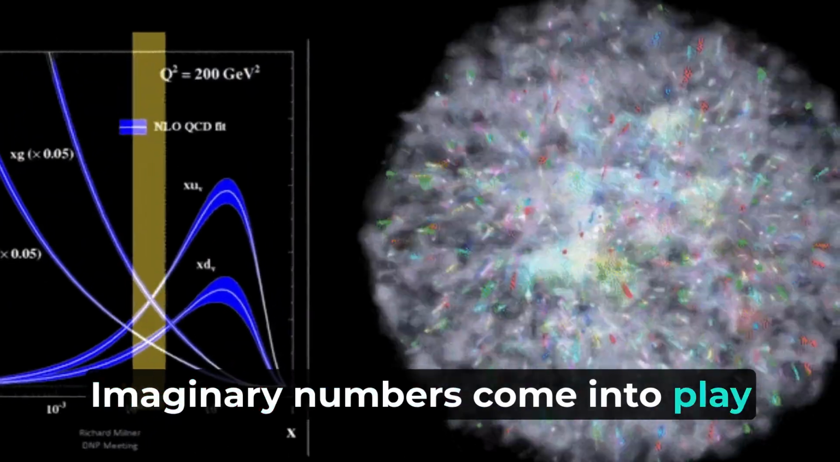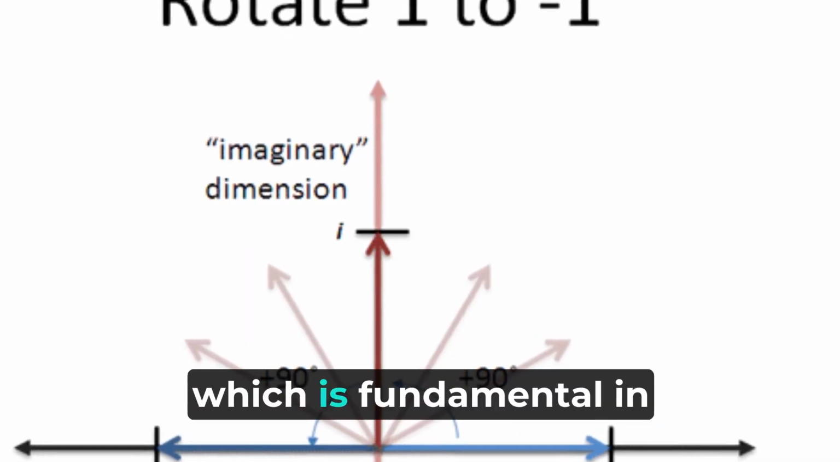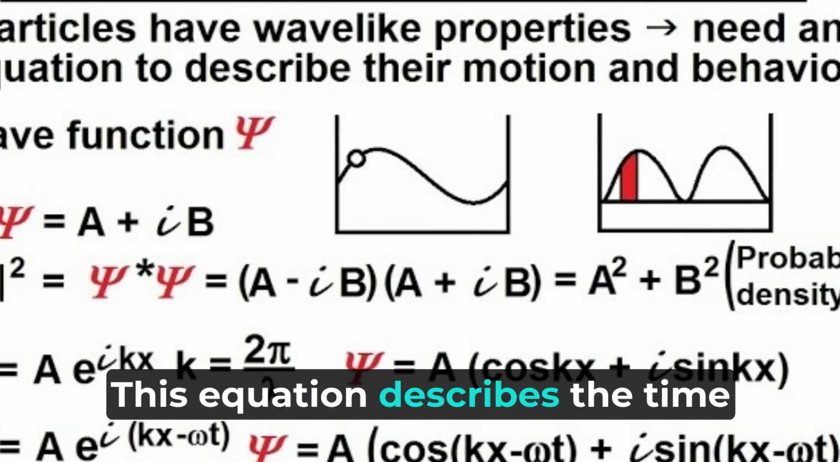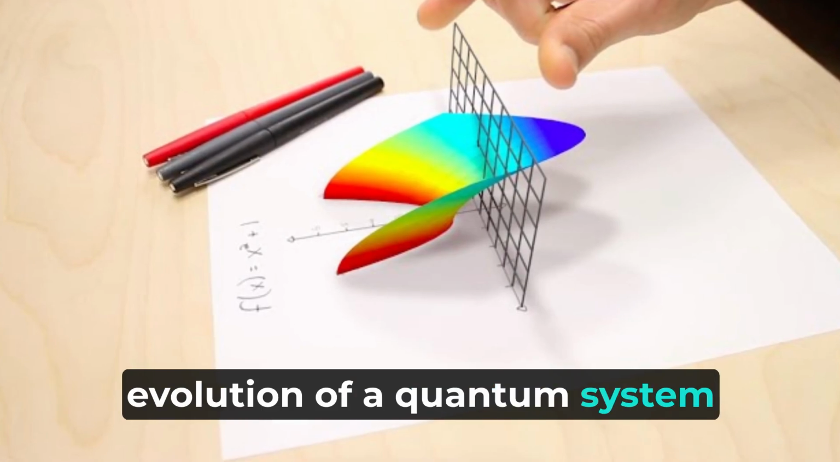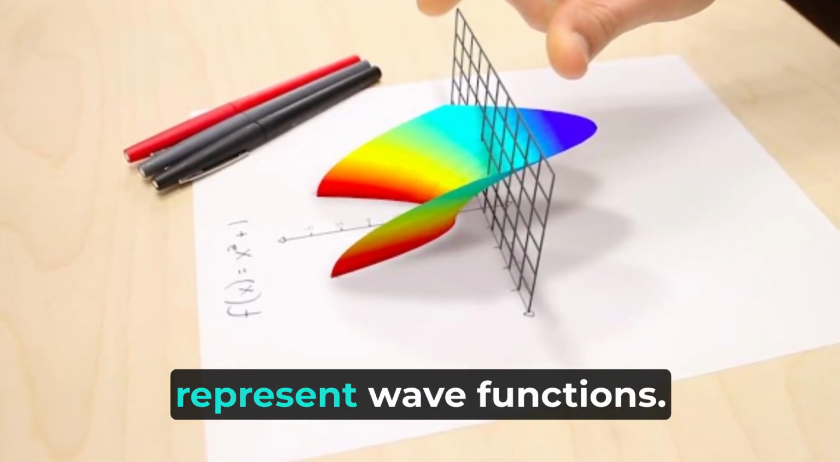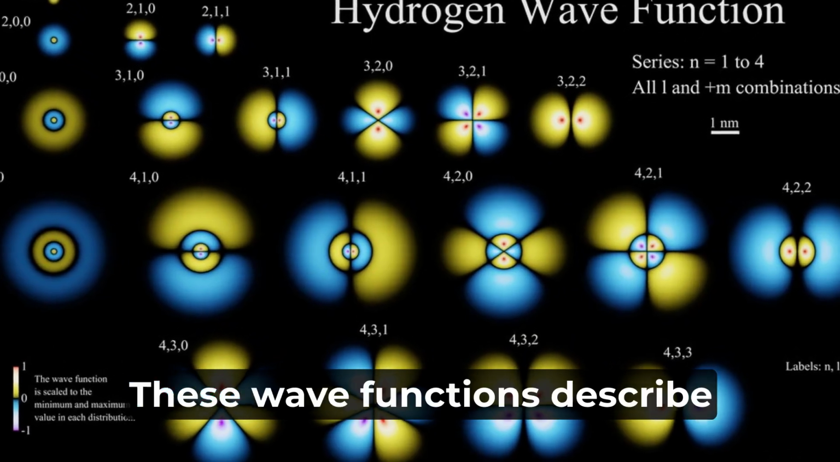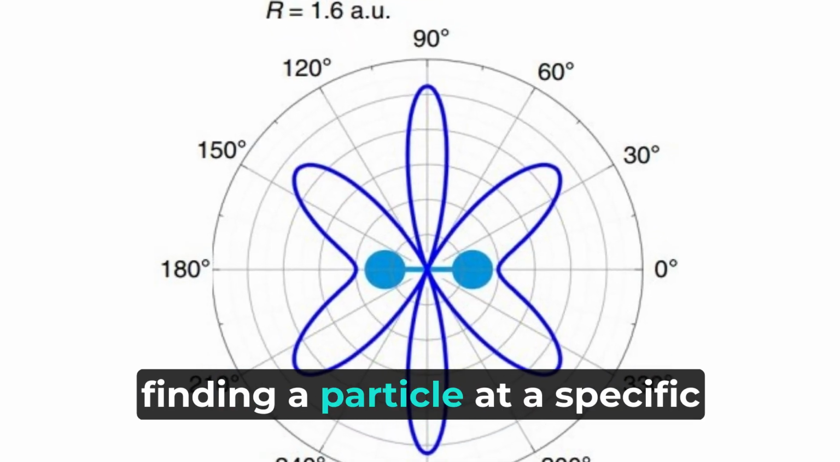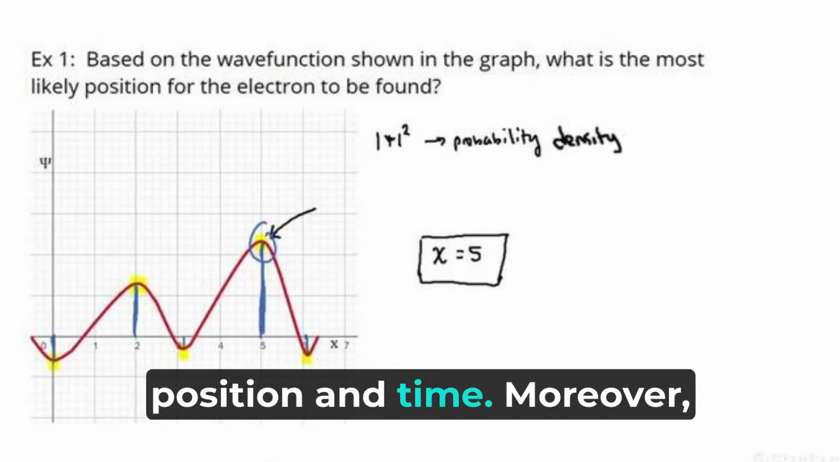Imaginary numbers come into play through the Schrödinger equation, which is fundamental in quantum mechanics. This equation describes the time evolution of a quantum system and involves complex numbers to represent wave functions. These wave functions describe the probability distribution of finding a particle at a specific position and time.